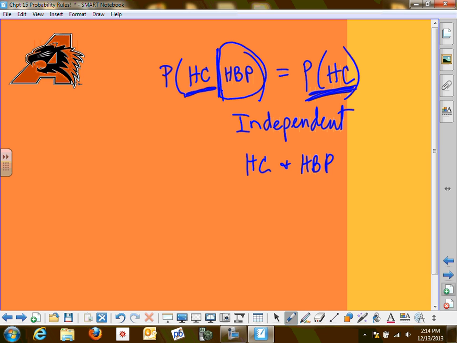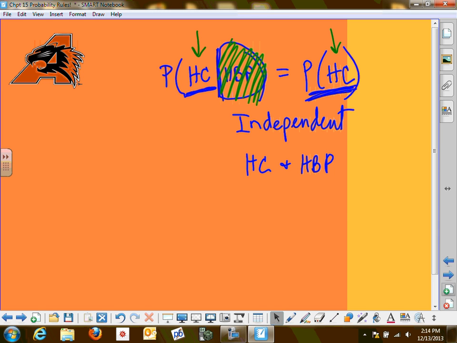The reason would be, if these two numbers were equal, the fact that the guy had high blood pressure did not change the rate at which he has high cholesterol. If that were true, then the events would be independent. Did we find that to be the case on our homework? No, we did not. There was a difference. The left and the right side were not equal, so they were not independent.